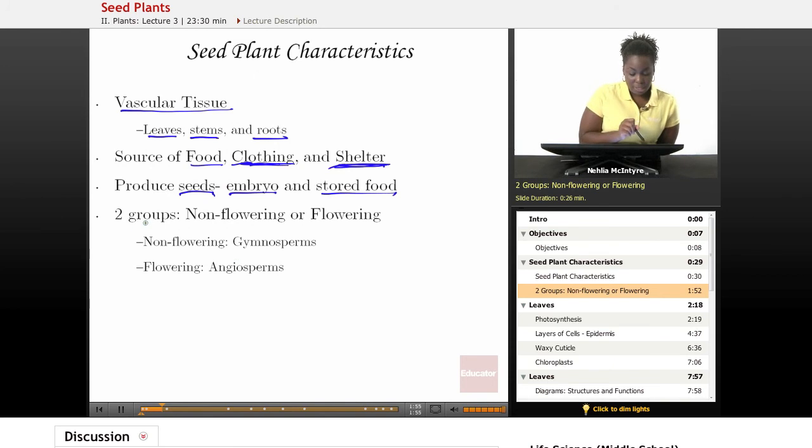The last characteristic that all seed plants have is that they're grouped according to whether or not they have flowers. So seed plants can either be non-flowering or flowering plants. Non-flowering plants have a special name, and they're called gymnosperms. Flowering plants are called angiosperms, and we'll discuss those.